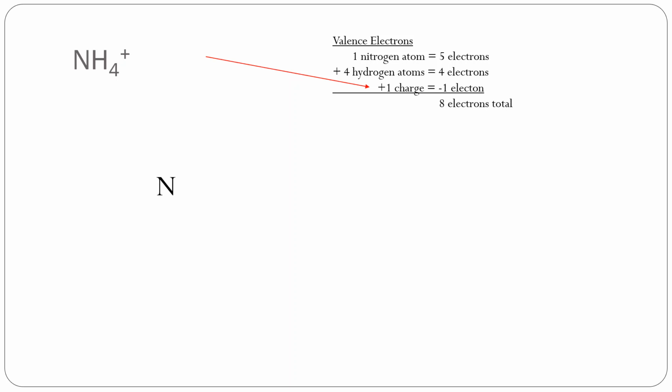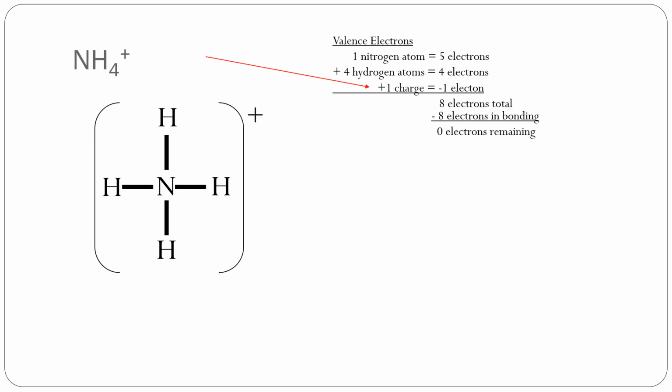Nitrogen goes in the center, surrounded by the 4 hydrogen atoms. We'll draw the connections to represent the covalent bonds. Out of the 8 valence electrons available, we've used 8 for bonding, and 0 electrons remain.